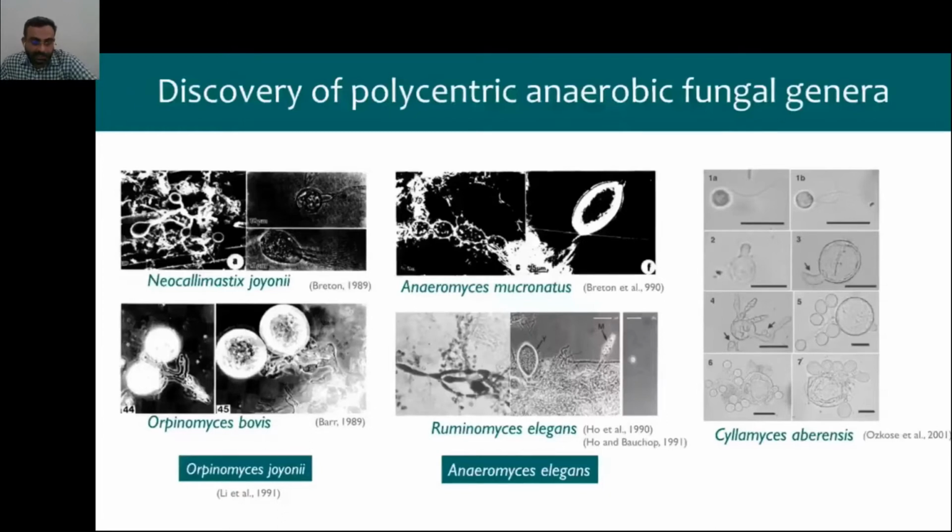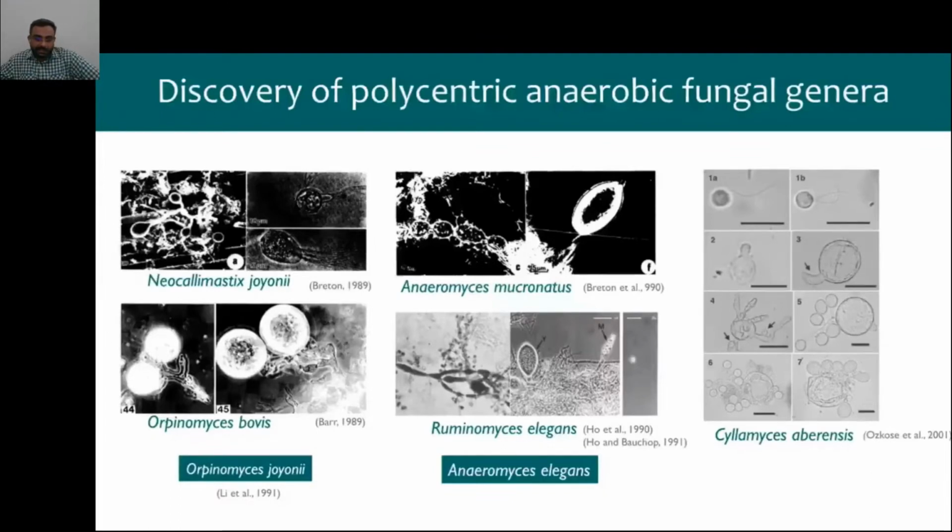Surprisingly, they were all found within a 2 year gap. The first one was named Neocalimastix joanni in 1989, and this was a polyflagellate anaerobic fungus, identified as a species of Neocalimastix because of the presence of polyflagellate zoospores. In the same year, another novel genus, Orpinomyces bovis, was identified. However, later on, both these were found identical, and they were named Orpinomyces joanni.